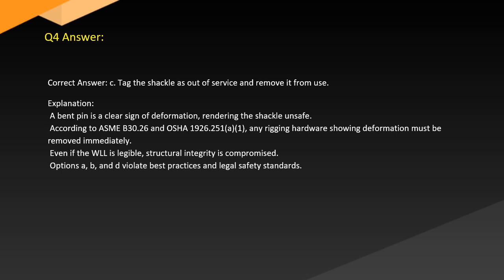Answer. Correct answer: C. Tag the shackle as out of service and remove it from use. Explanation. A bent pin is a clear sign of deformation, rendering the shackle unsafe, according to ASME B30.26 and OSHA 1926.251. Any rigging hardware showing deformation must be removed immediately, even if the WLL is illegible. Structural integrity is compromised. Options A, B, and D violate best practices and legal safety standards.